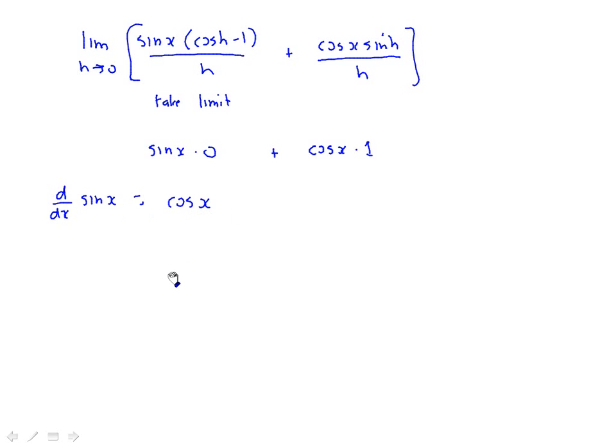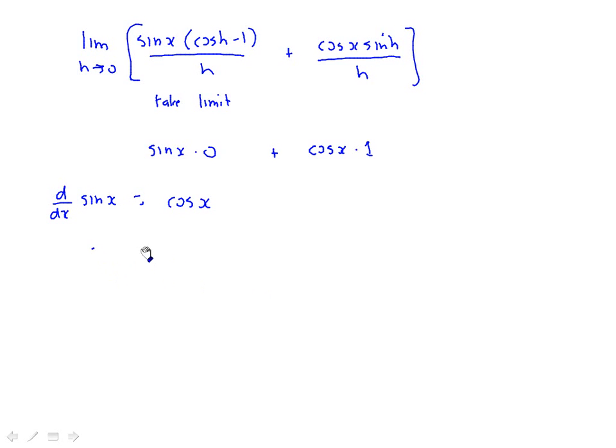Meaning that if you ever need to find the slope of the tangent line at any point on that sine curve, you take the cosine of that value, and that gives you the slope of the tangent line. We'll use that later on with some applications and graph questions.